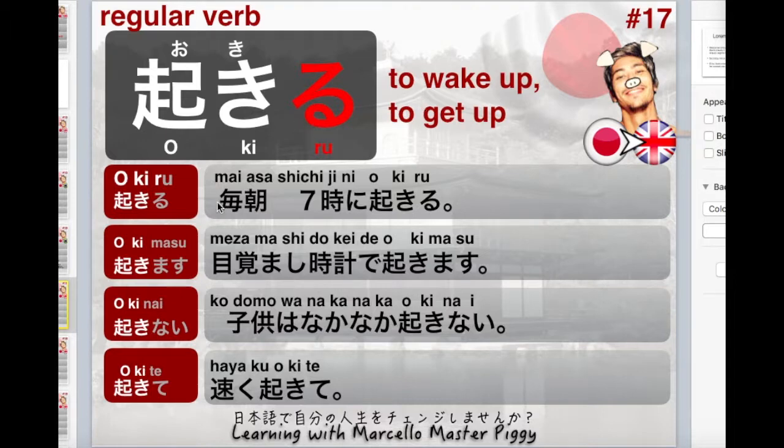So let's have a look at the sentences. The first form is our dictionary form, jishoke, okiru. 毎朝7時に起きる。Every morning. 毎 is every. Asa is morning. So 毎朝, every morning, I wake up at 7 o'clock. 7時. Every morning, I wake up at 7.